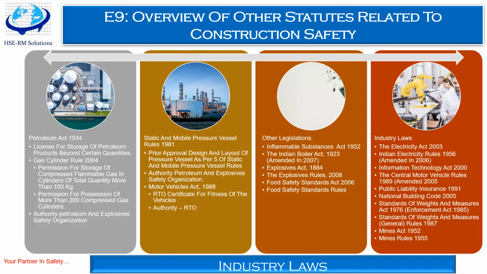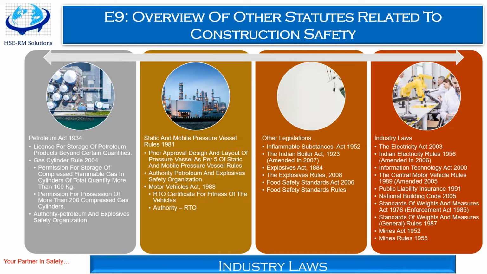Now similarly, the Indian Boilers Act 1923, amended in 2007, was enacted with the objective of providing mainly for the safety of life and property of persons from danger of explosion of steam boilers, and for achieving uniformity in regulation and inspection during the operation and maintenance of boilers in India. The Explosives Act 1984 regulates manufacture, sale, storage and handling of explosives.